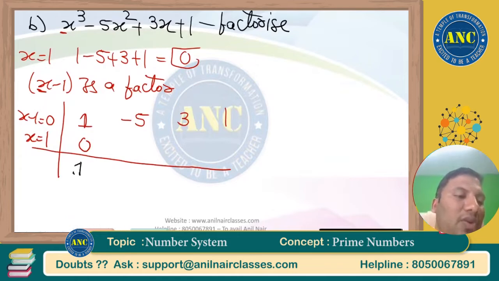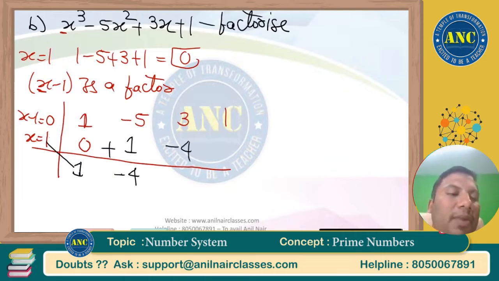1 plus 0 is 1. Cross multiply: 1 times 1 is 1. Add it: minus 5 plus 1 is minus 4. Cross multiply: minus 4. 3 minus 4 is minus 1. Minus 1 into 1 is minus 1. 1 minus 1 is 0. The remainder is 0.